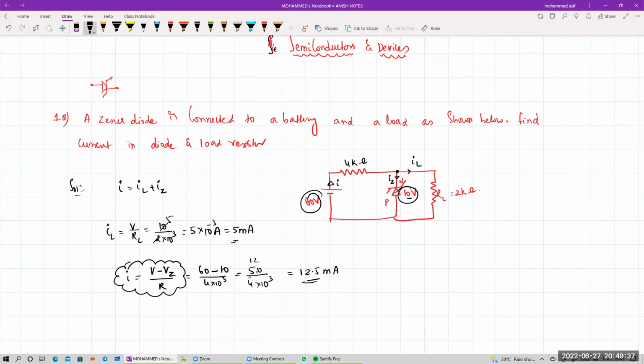Now I have got I and IL as well, so I can calculate the current in the diode, which is IZ. IZ is equal to I minus IL. I is 12.5, IL is 5, so that equals 7.5 milliamperes. Got an idea? Clear?